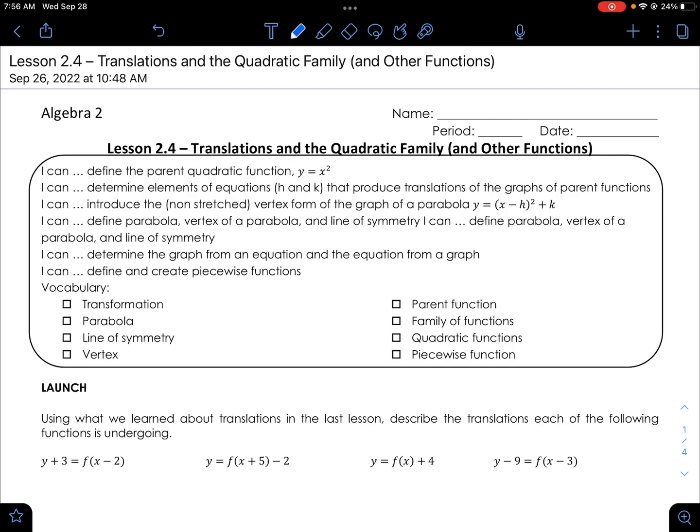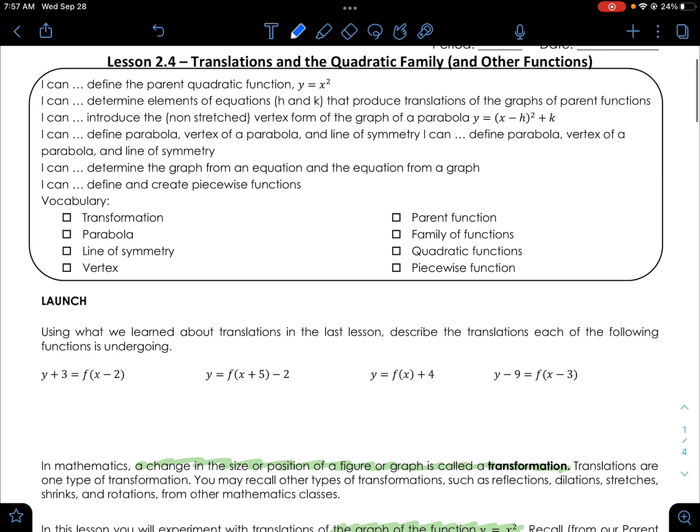In this lesson, we're going to begin looking at how to perform translations on the quadratic family of functions and the other parent graphs. In this lesson, we're going to focus on the quadratic function, the absolute value function, the square root function, and the rational function. So to start this, why don't you go ahead and complete the warm-up, pause the video, and unpause it when you're done, and we will go over it.